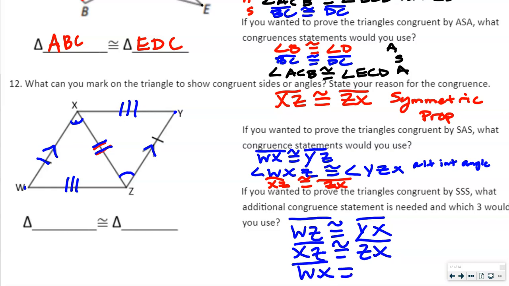WX is congruent with YZ. And again, what do we have? Side, side, side. Now we're going to write our congruent statement. WXZ is congruent with what? YZX. Move in the same directions again across those triangles, okay?